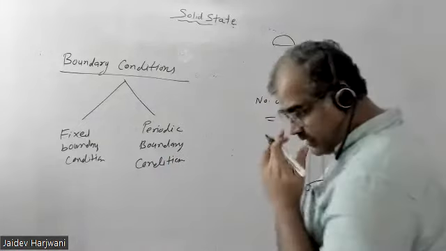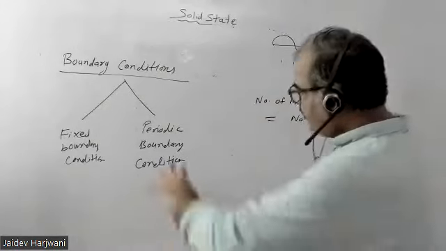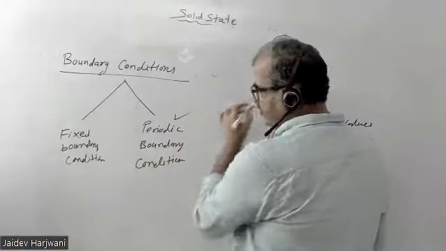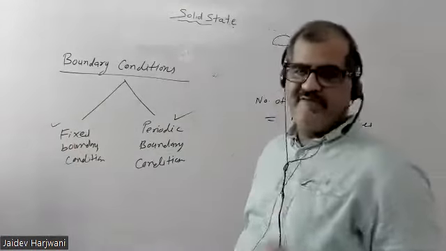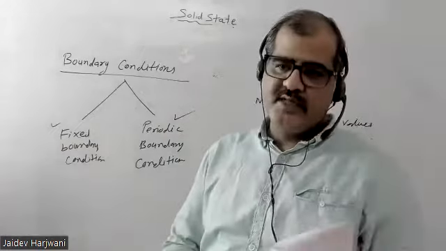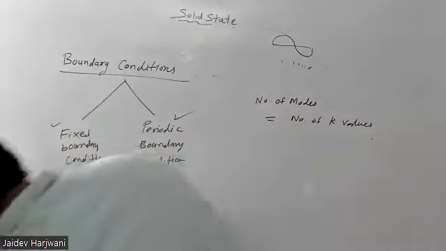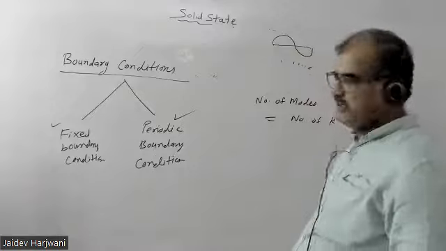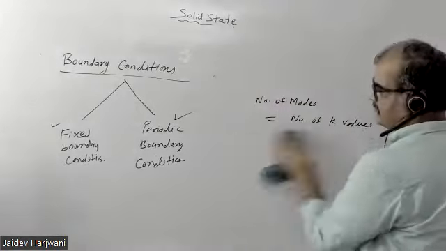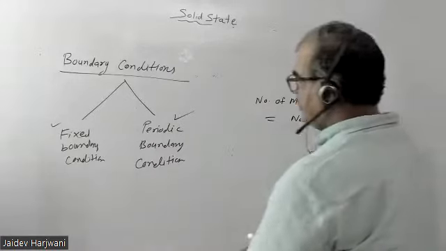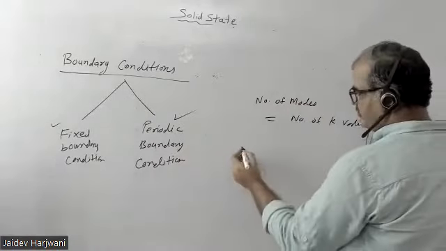In solid state physics, generally we use periodic boundary conditions. We rarely use fixed boundary conditions because fixed boundary conditions show standing waves. So let me discuss fixed boundary conditions first, and then we will discuss periodic boundary conditions. So what is a fixed boundary condition?